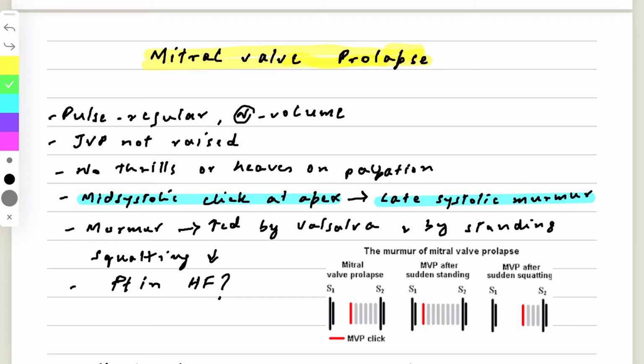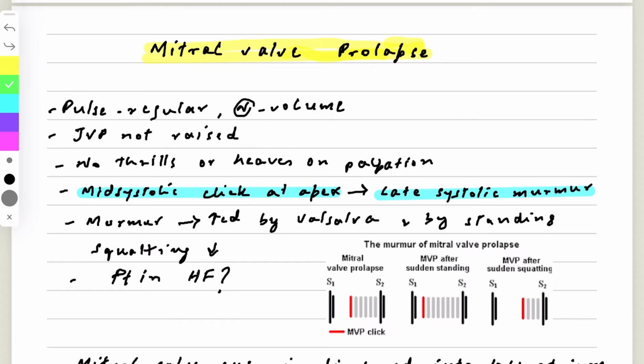Then there are certain maneuvers which can be done to confirm your diagnosis of MVP. Normally it is not done, but it's worth mentioning in the exams that I like to do some maneuvers. The murmur of MVP is increased by the Valsalva maneuver and by standing, and it decreases by squatting, and the patient is not in heart failure.